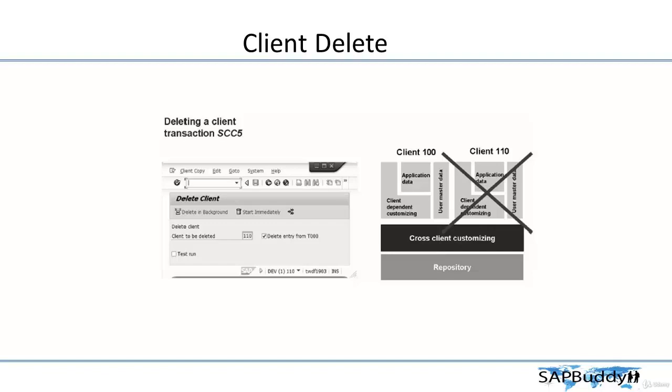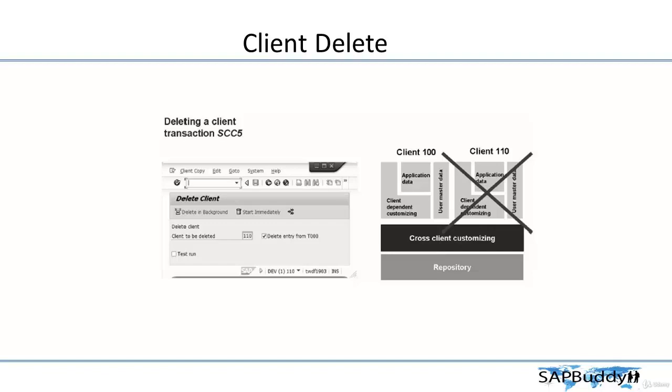So let's say in case you delete the client maintenance from SCC4, it generally allows you to delete the client without deleting the client from SCC5. It is still possible, meaning it will delete the entry from client T000. However, all the data belonging to the particular client will still be available in the system. So if you want to entirely delete the client from the SAP system, then you need to use the transaction code SCC5, then delete the entries.